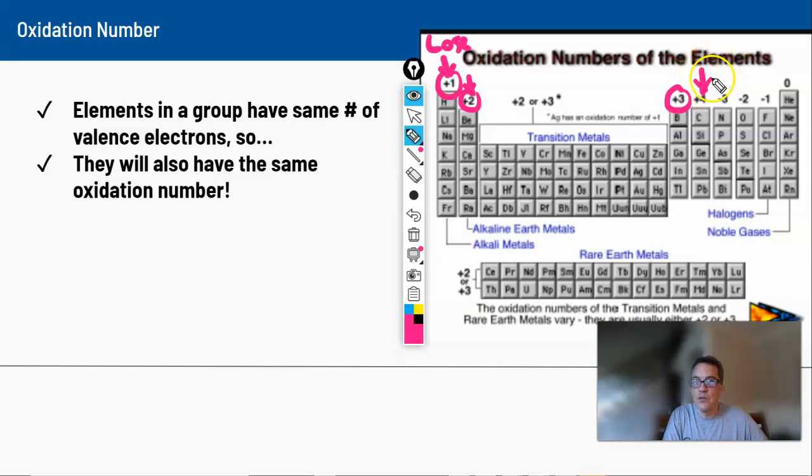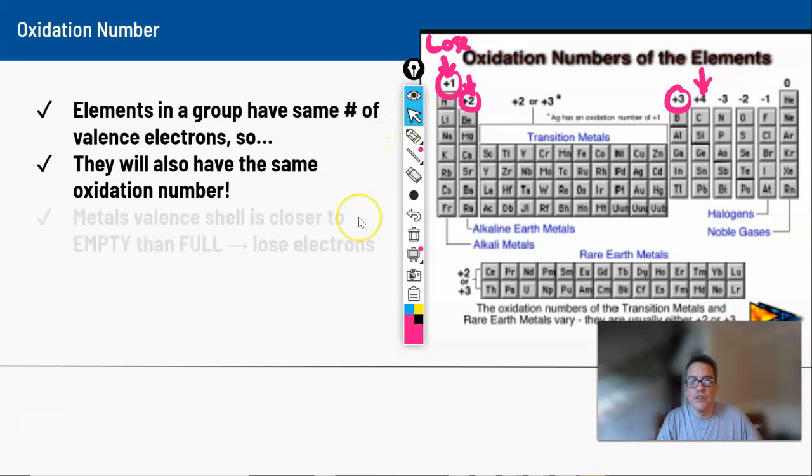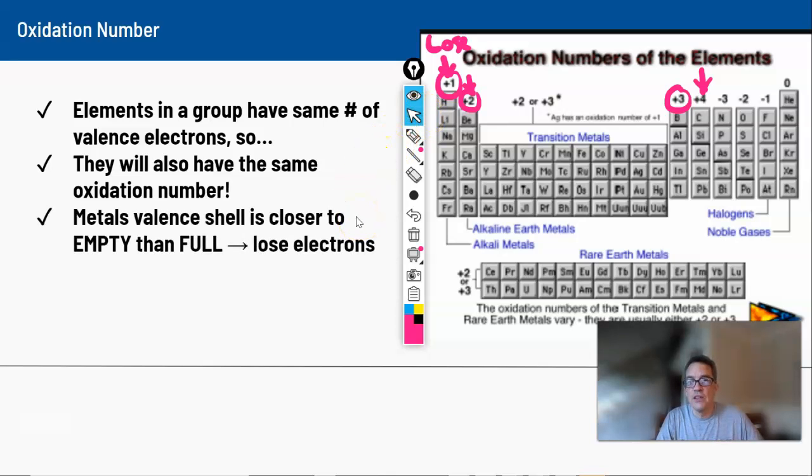Once we hit the middle, it's a little bit of a dividing line. We're not going to spend a whole lot of time with those right now. But as we get towards the right-hand side, the scenario changes a little bit because they end up not losing their electrons. They end up gaining them. So metals will tend to want to empty out their shells. If they empty out their shells, they're going to lose their electrons. And when they lose their electrons, they end up getting positive charges.